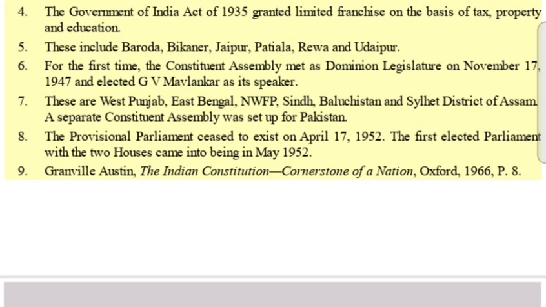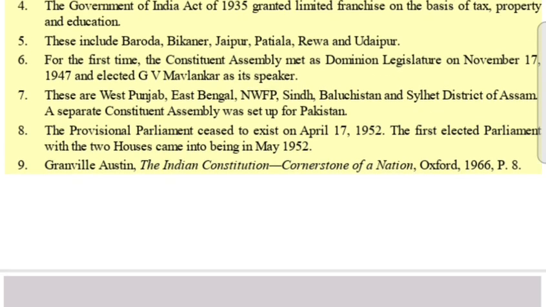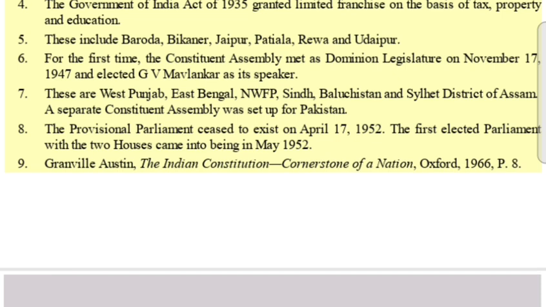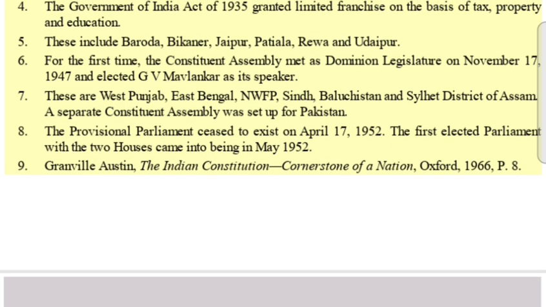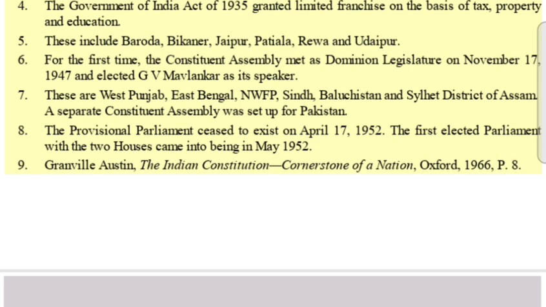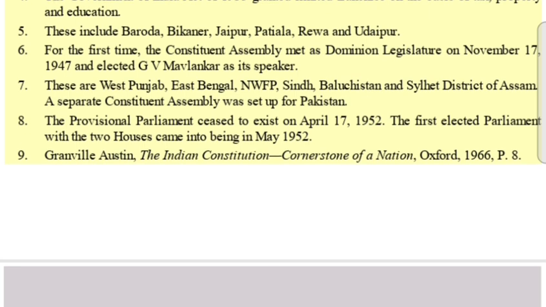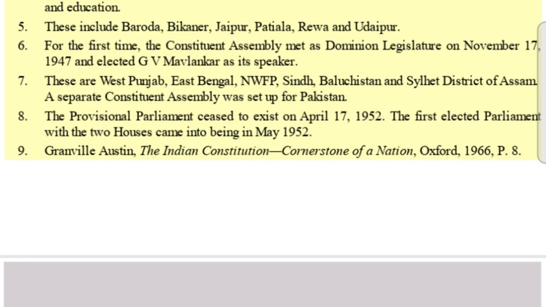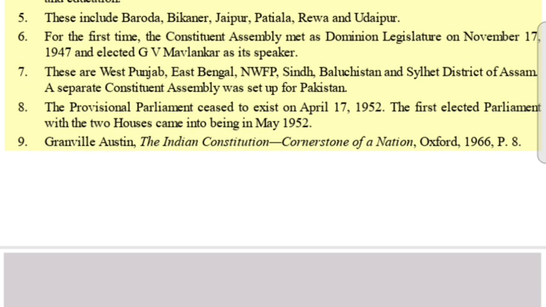7. These are West Punjab, East Bengal, NWFP, Sindh, Baluchistan and Sylhet District of Assam. A separate Constituent Assembly was set up for Pakistan. 8. The Provisional Parliament ceased to exist on April 17, 1952. The first elected parliament with the two houses came into being in May 1952. 9. Granville Austin, The Indian Constitution, Cornerstone of a Nation, Oxford, 1966, p. 8.